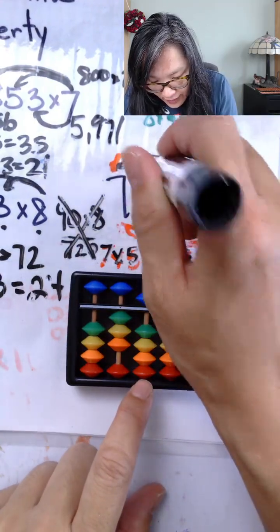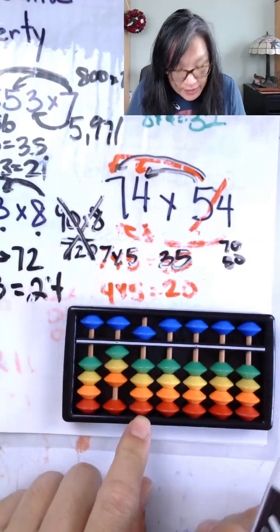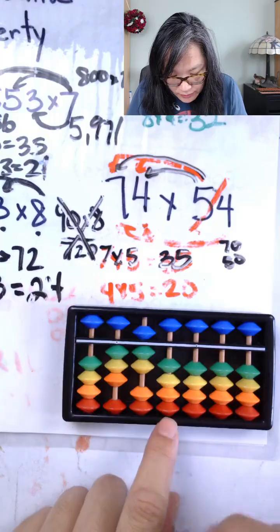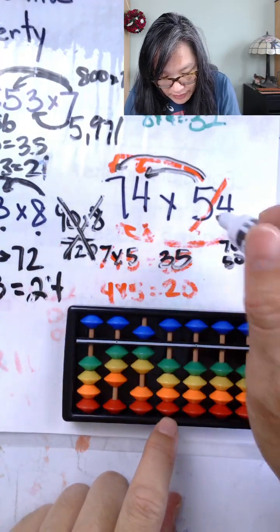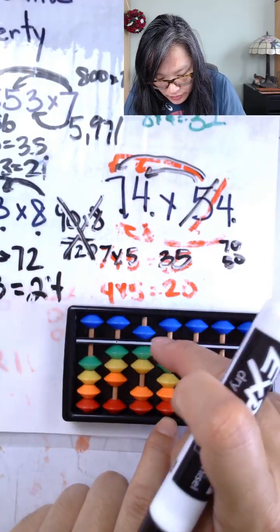And then we do 5 times 4. 5 times 4 is 20. I add the 2, I add the 0. And then we count it again because we're done with the 5. 1, 2, 3.